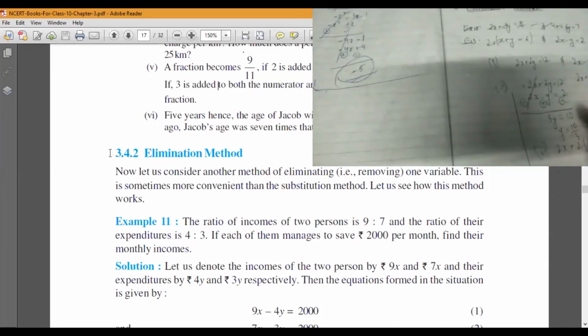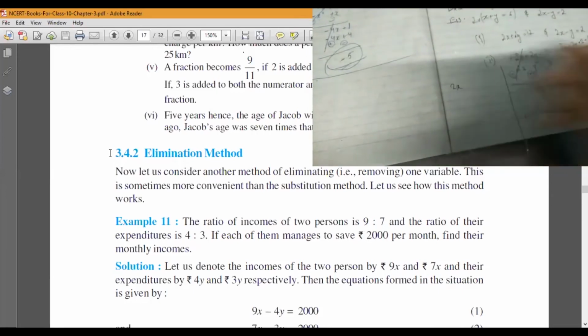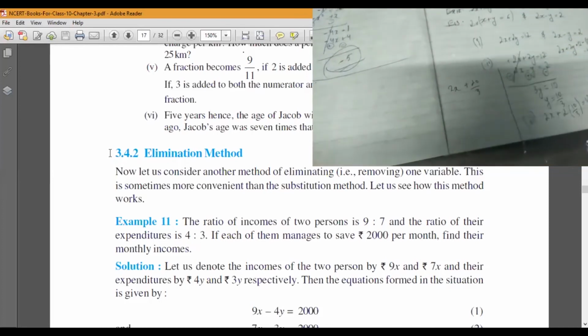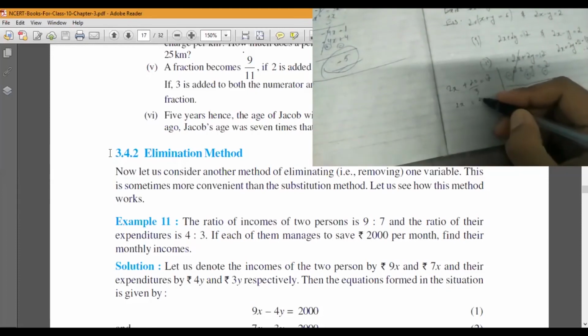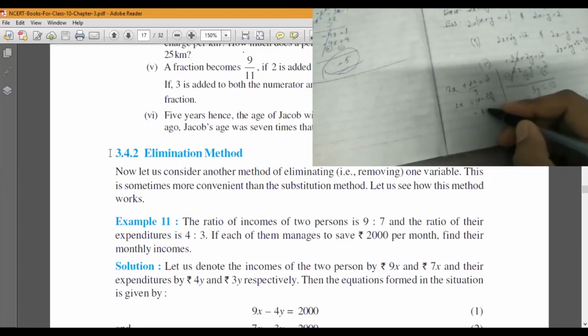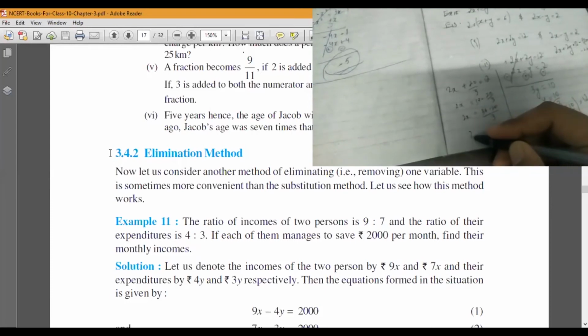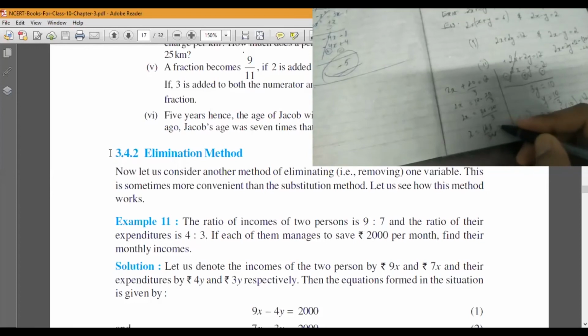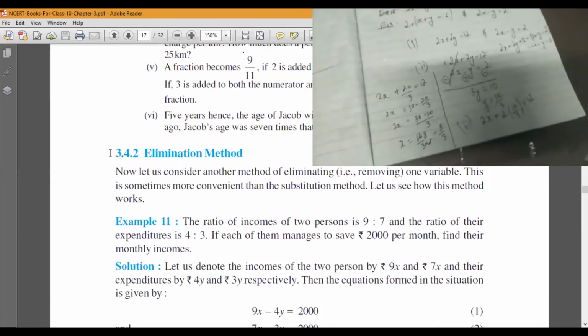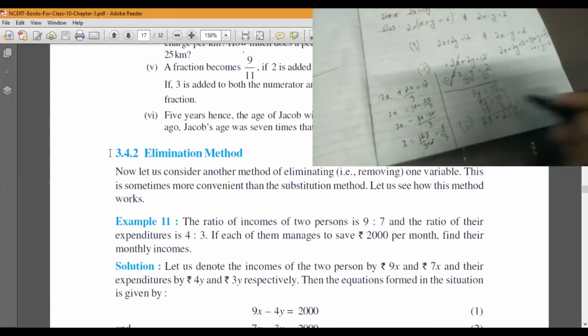Now solving even further, we get 2x plus 20 upon 3 equals to 12. 2x equals to 12 minus 20 upon 3. This gives us 2x equals 36 minus 20 upon 3. Then x equals 16 upon 3 divided by 2, which gives us 8. So x is 8 upon 3, and the value of y is 10 upon 3.